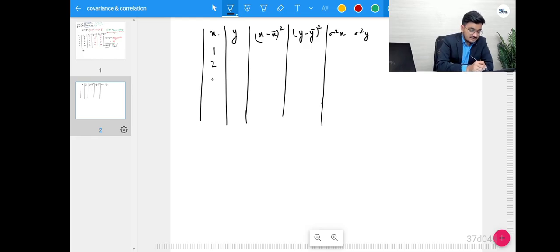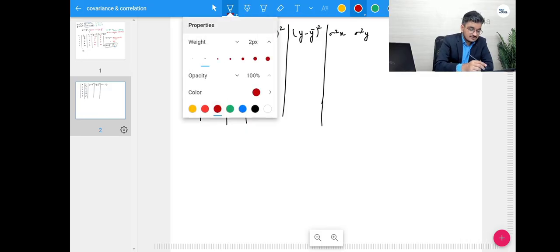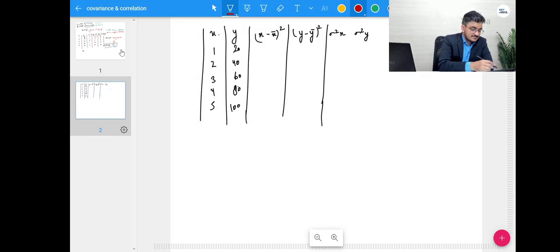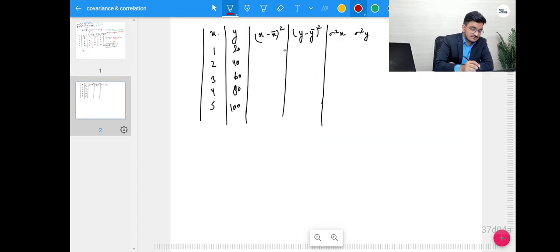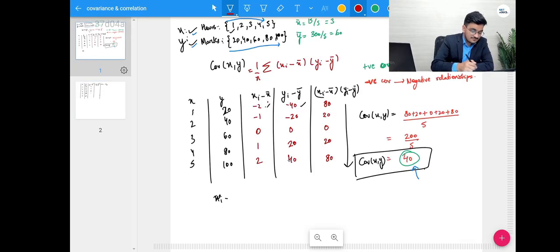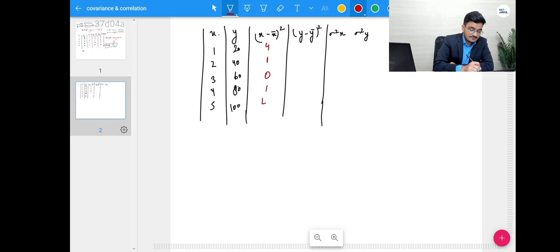For x is 1, 2, 3, 4, 5. This is 20, 40, 60, 80, and 100. Let's calculate these values as well. We have already done xi minus x bar. So these are -2, -1, 0, 1, and 2. So -2 square will give us 4. -1 square, it will be 1. This will be 0. Again, 1 square will be 1. And what is the last value? 2 square, it will be 4 again.